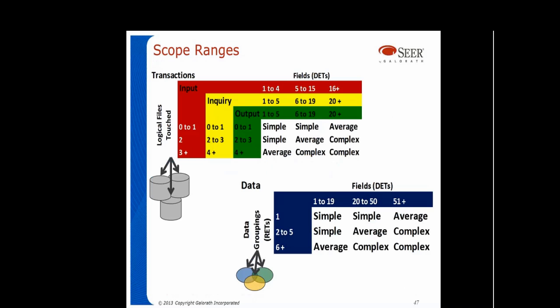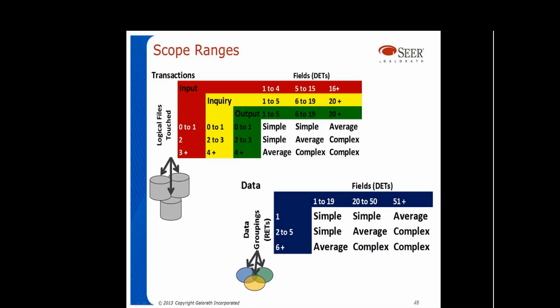Here's the actual complexity table that we use in function point counting. There's actually two tables. One is for transactions. Inputs, inquiries, and outputs have substantially the same numbers of things touched or numbers of fields in order to be rated simple, average, or complex. The data, internal and external data, share the same table. A little explanation is in order here.